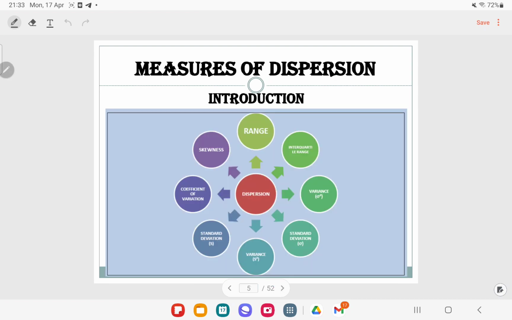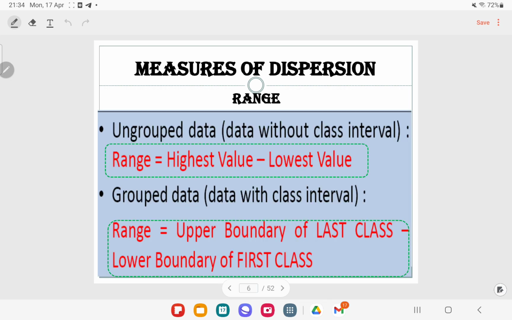Okay, in the measure of dispersion, we are going to calculate the range, interquartile range, variance and standard deviation for population data, variance and standard deviation for sample data, coefficient of variation, and lastly the skewness value. For the range, we start with the range first. For ungrouped data, the range is obtained by the difference between the highest value and the lowest value. Meanwhile, for grouped data, the range is obtained by the upper class boundary of the last class minus the lower class boundary of the first class.